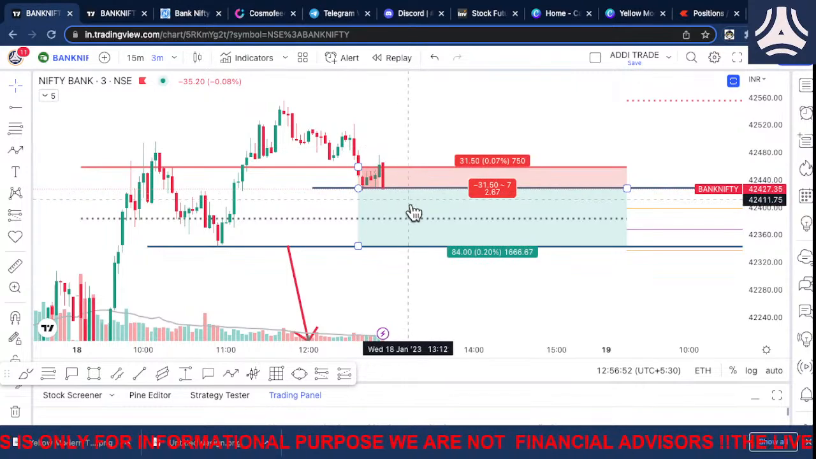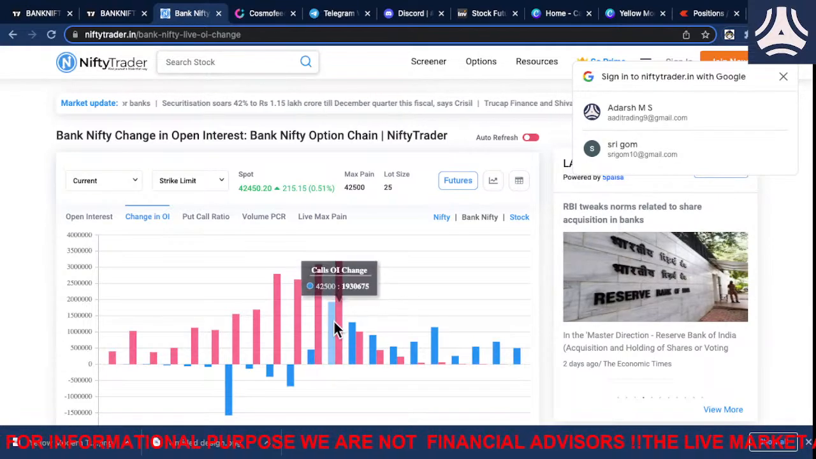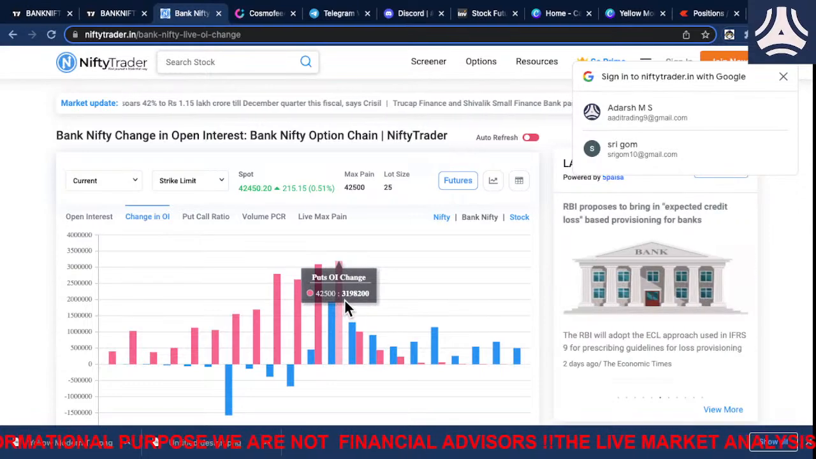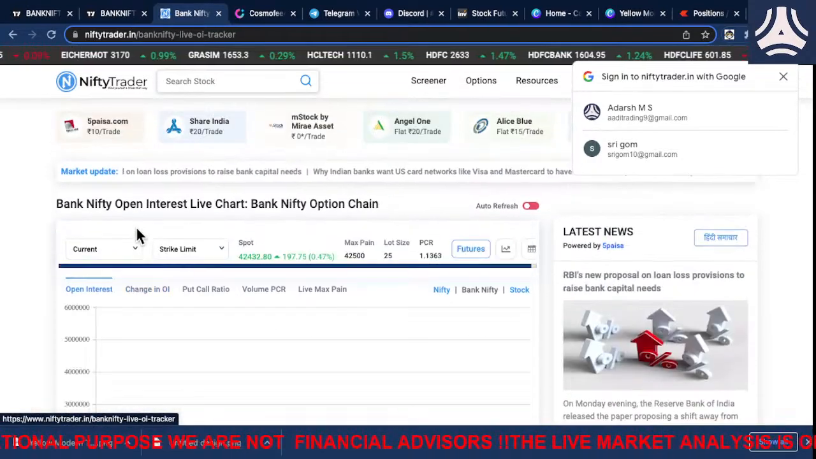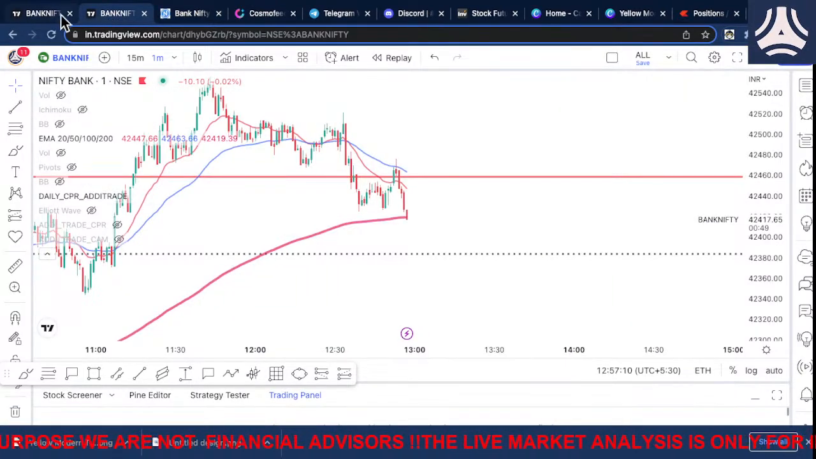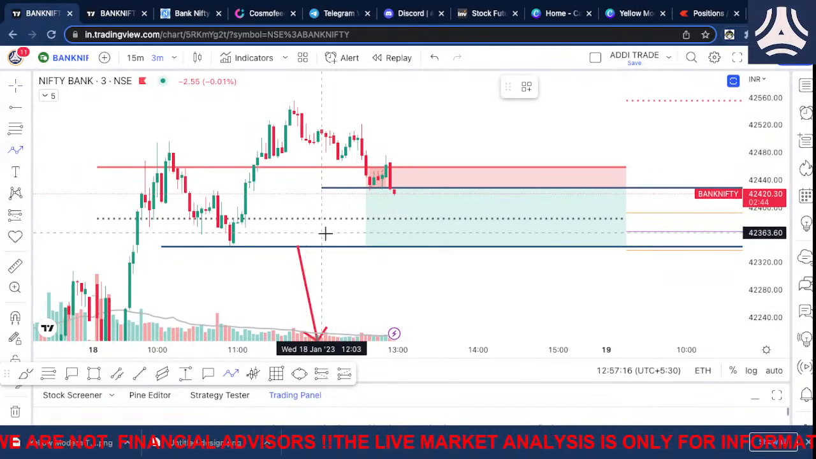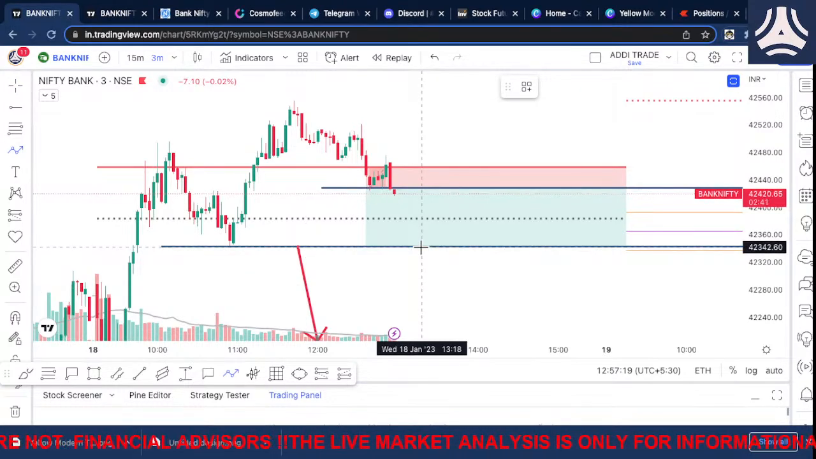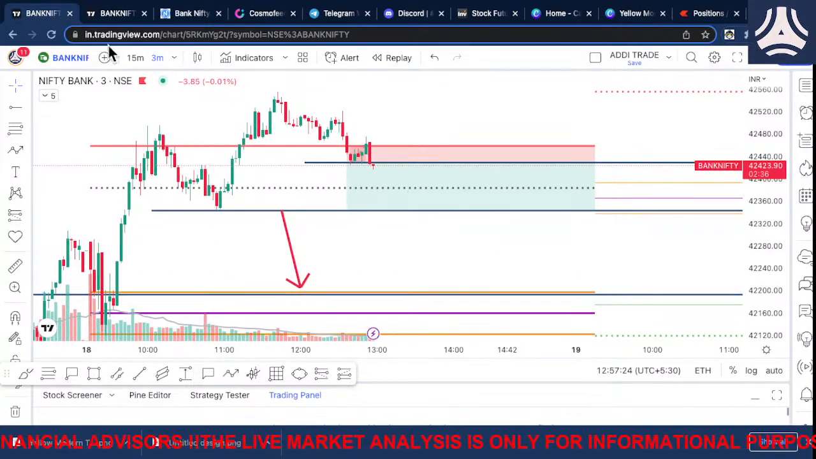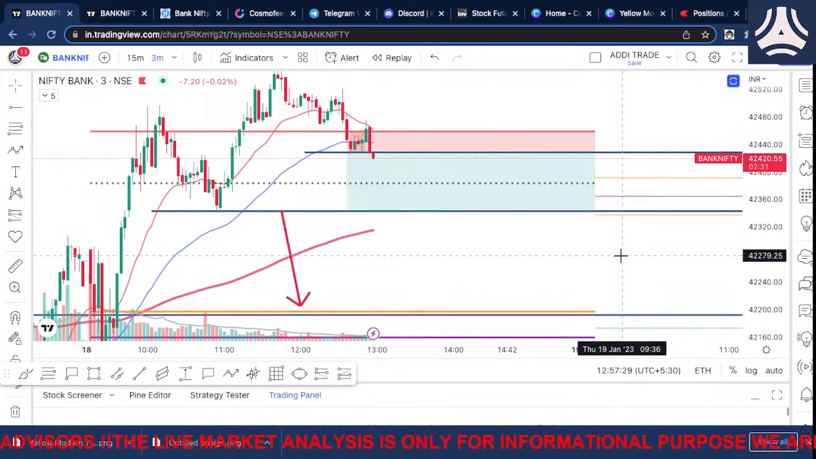But the chances of this working look difficult. Why? Because of the open interest. Though we had a dip from 33 to 31, there is still some heavy support on the downside. So let's see if this works or not. But if this level breaks, that is 42,340, then it will definitely hit the CPR. I'll be right back.